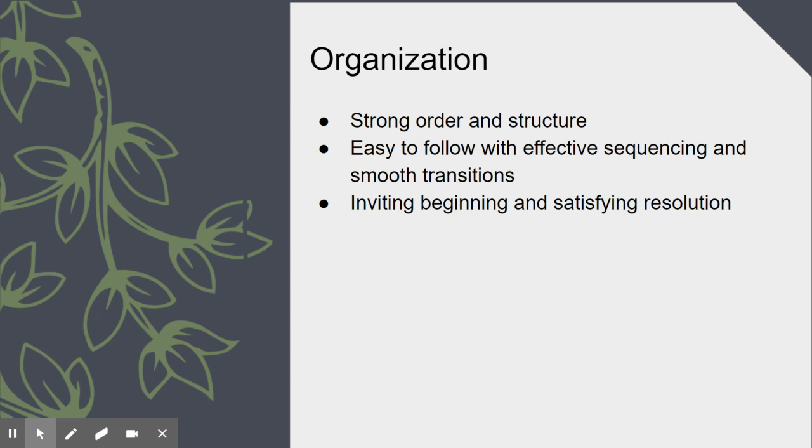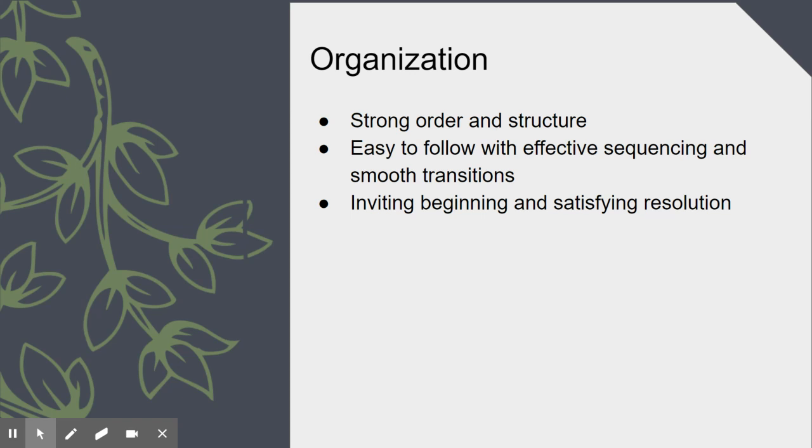We also want to make sure it's easy to follow with effective sequencing and smooth transitions. If your writing is choppy and kind of goes out of order, it makes it kind of hard to follow along. And we also want to make sure we have smooth transitions so that ideas flow from one paragraph to another. Inviting beginning and satisfying resolution.